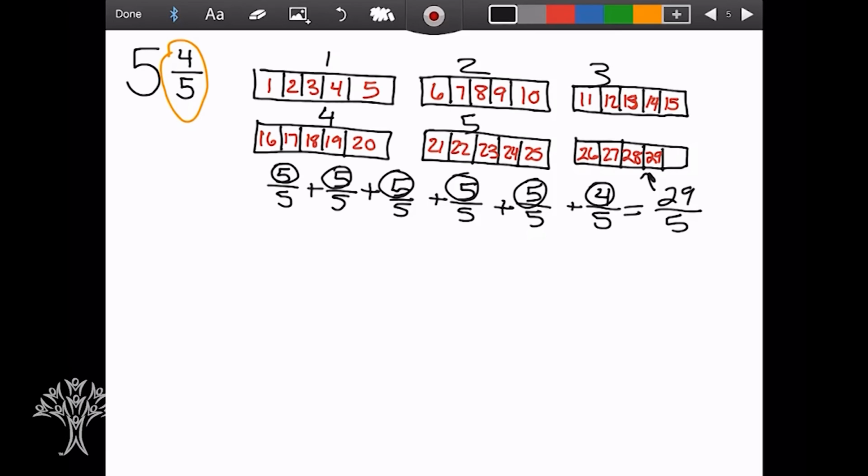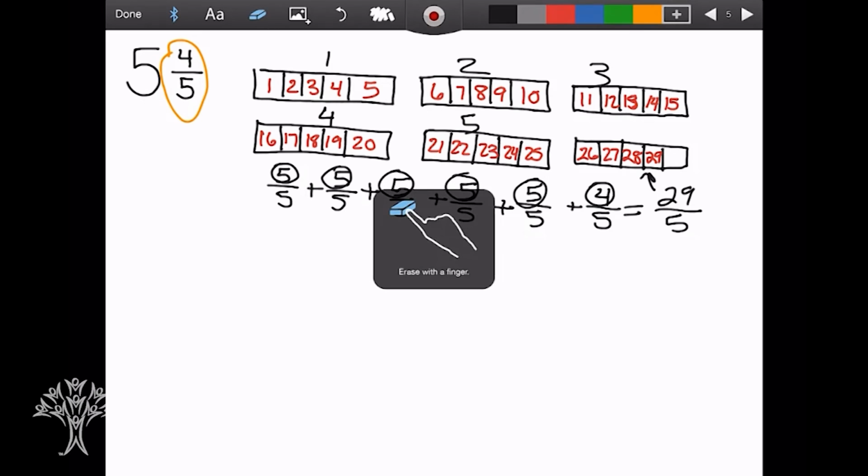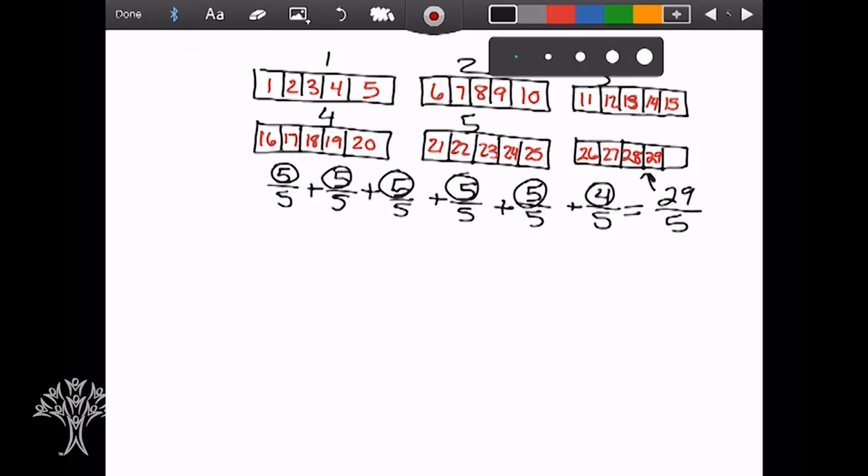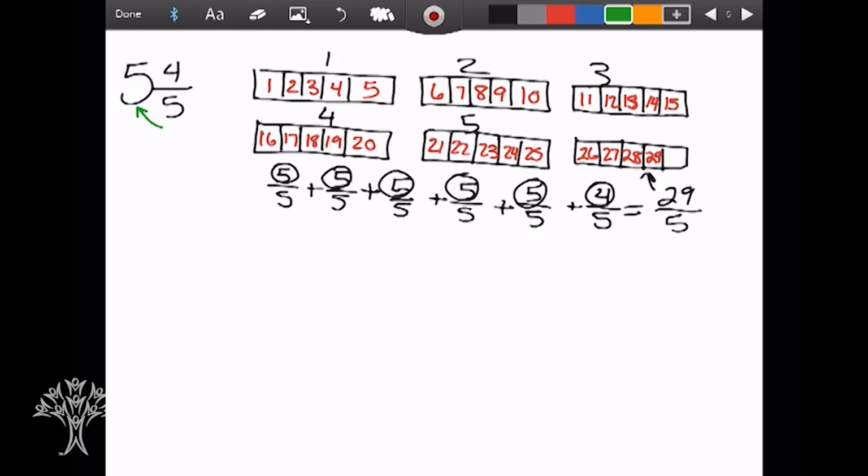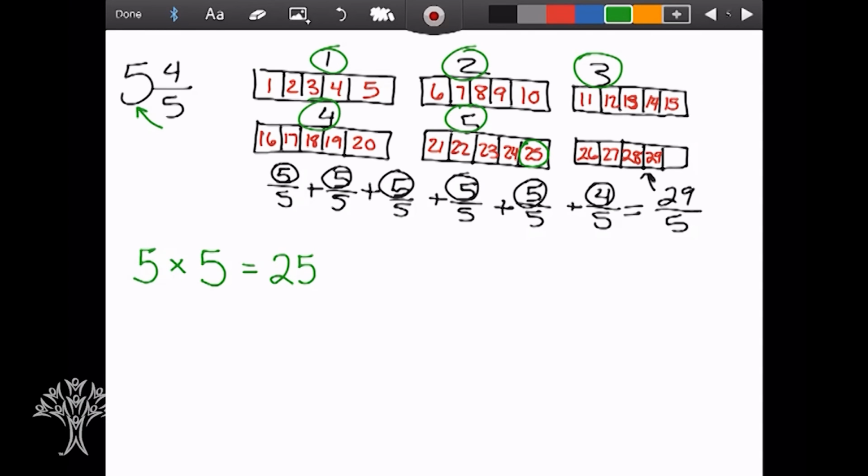Okay, but here's another method. Here's a method that a lot of people do when they get a little more advanced. So I'm going to erase this and fix it real quick. And here's the trick. What you do is you take the denominator and you multiply it by the whole number. So you take the denominator, multiply it by the whole number, and I get 25. Now if you look at that, if you account for my whole units, you can see that I had 25 fifths.